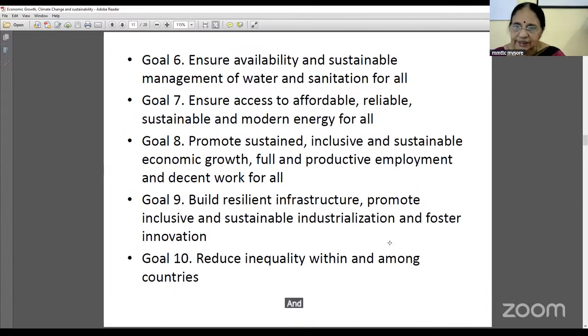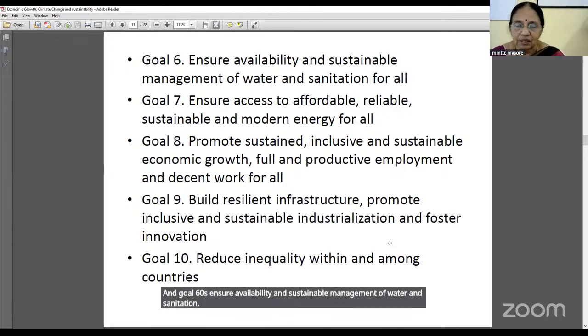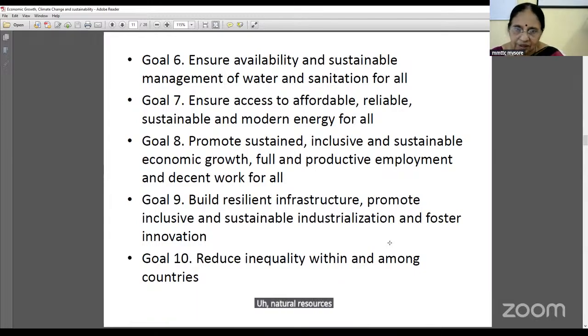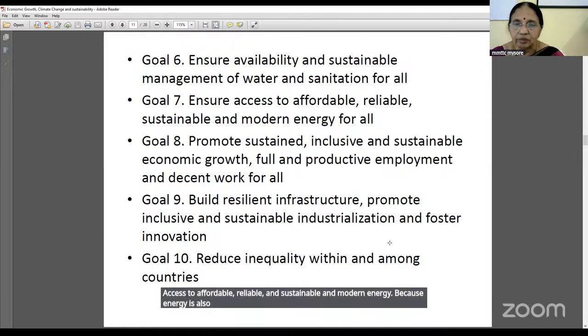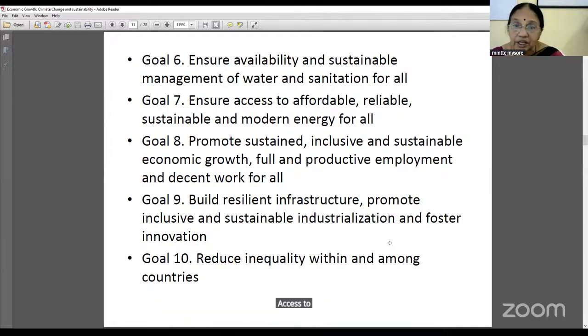And goal 6 is ensure availability and sustainable management of water and sanitation, natural resources. And seventh goal is access to affordable, reliable, sustainable and modern energy, because energy is both man-made and natural resources, and it needs to be utilized efficiently. Also, access to affordable and reliable and sustainable, that kind of energy sources are important.